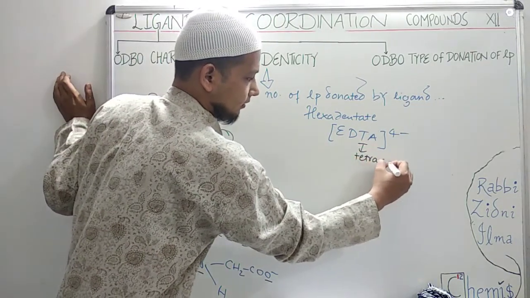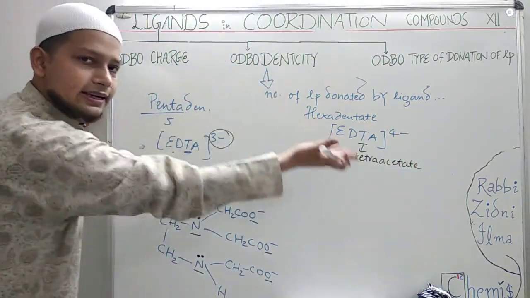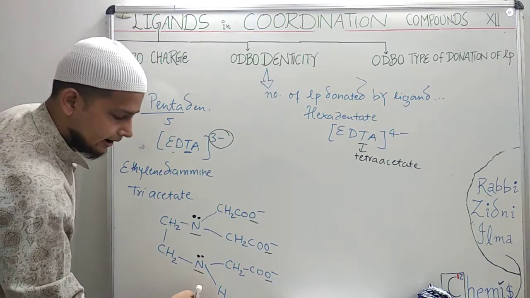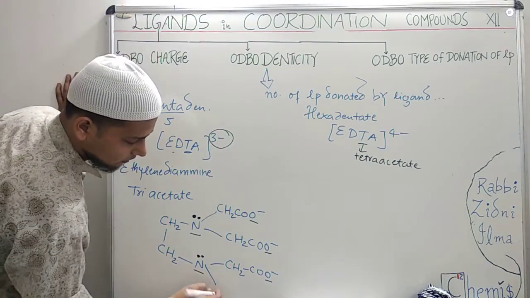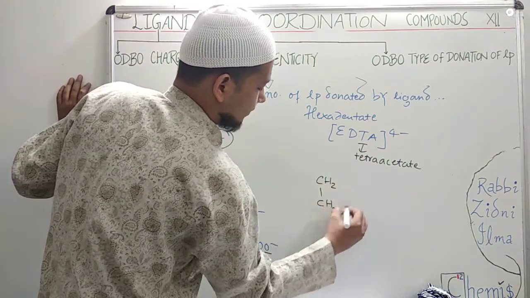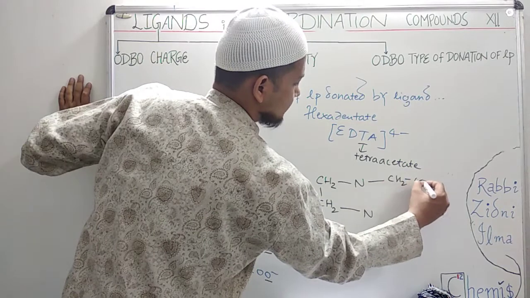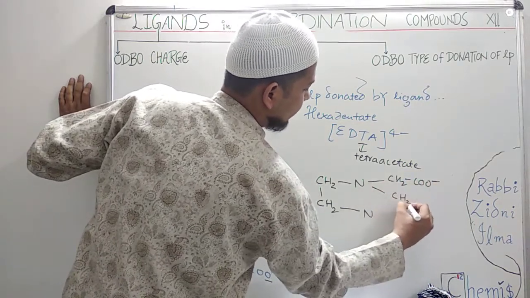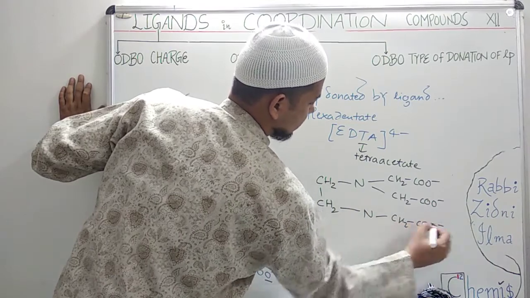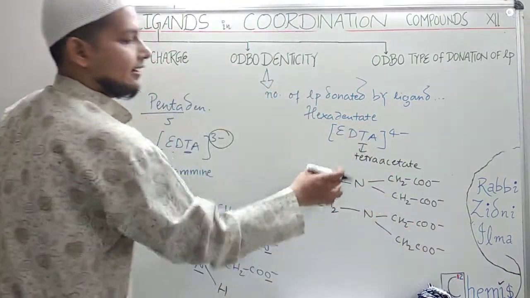Tetraacetate. It is tri, it is tetra. Same goes with this structure. We will remove this hydrogen, not here, I will do it here. CH2, CH2, again N, N, and the hydrogen has been removed and 1 acetate group has been added in place of it. Look closely, you will find it. So these are our tetraacetate.